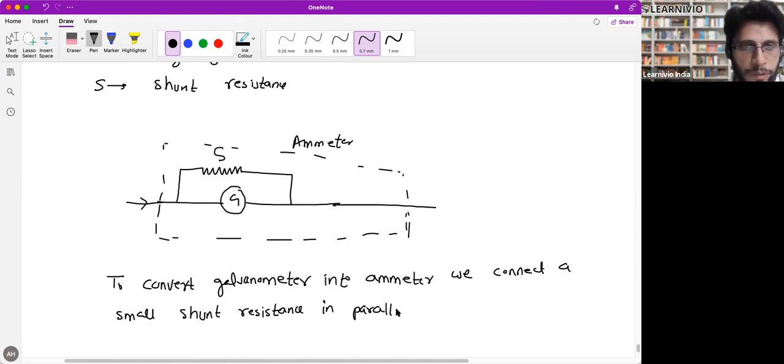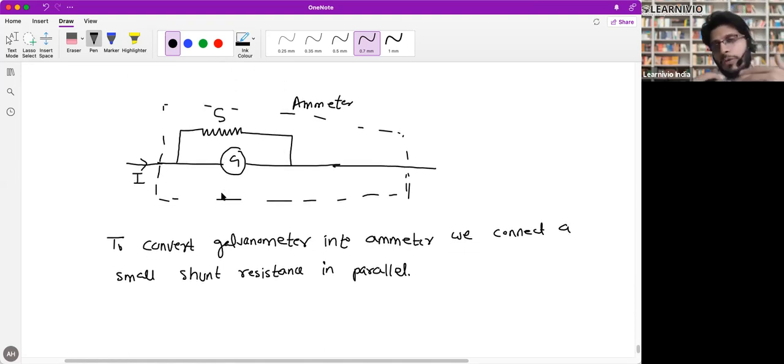Sir, what is the minimum value for this shunt resistance? That depends upon the range. What's the range of the ammeter that you want to make? So we'll calculate a relation. Now let's derive a relation between the shunt resistance required and the range of the ammeter. The value of shunt resistance depends upon the range for which you want to build this ammeter.